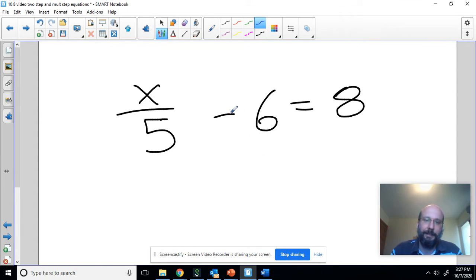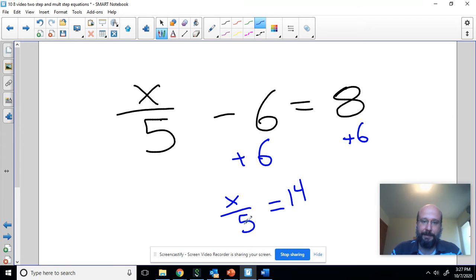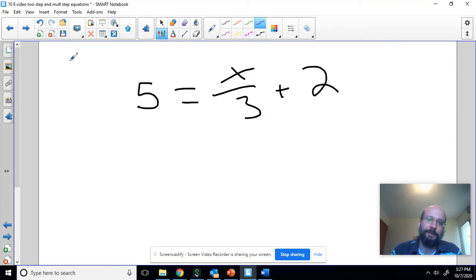On this one, x divided by 5 minus 6 equals 8. I'm going to move minus 6 over. So that's plus 6. X divided by 5 equals 14. And the bottom number of a fraction, I multiply. X equals 70. Right, this is two steps over and over again.